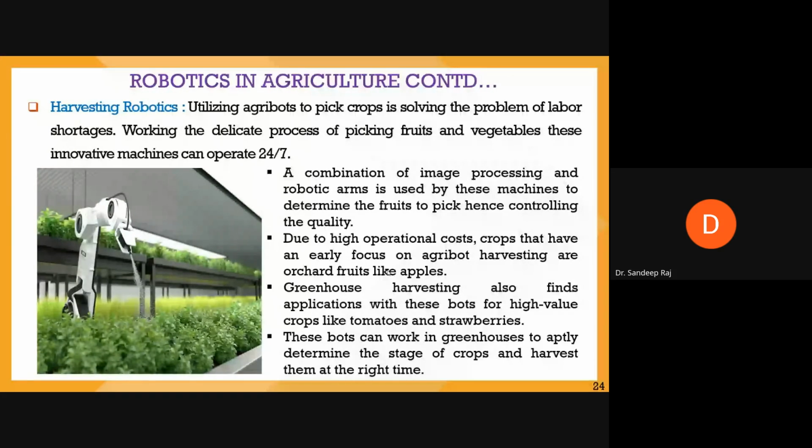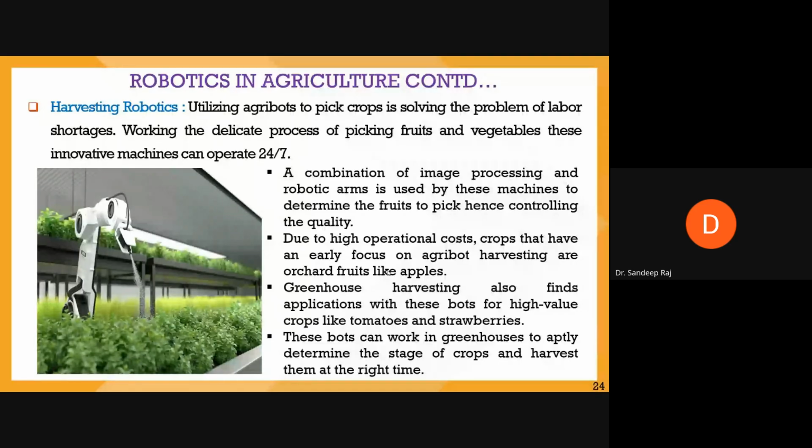These are the harvesting robots. Utilizing agri-bots to pick crops is solving the problem of labor shortages, handling the delicate process of picking fruits and vegetables. And these machines can operate 24 by 7. A combination of image processing and robotic arms is used by these machines to determine the fruits to pick and hence control the quality.